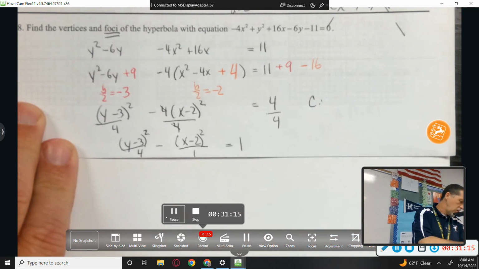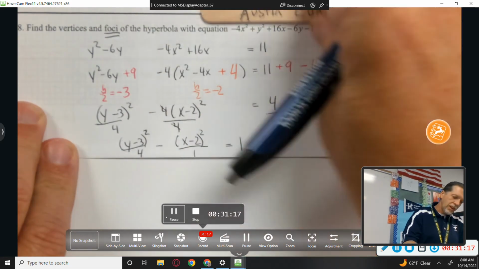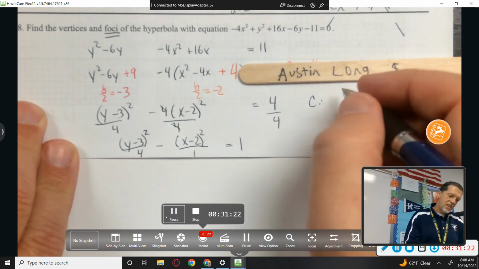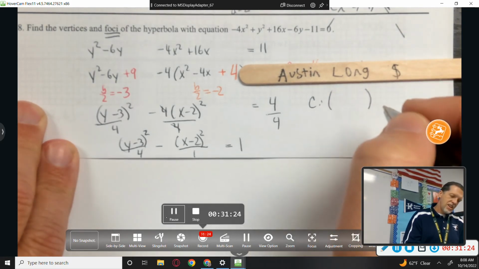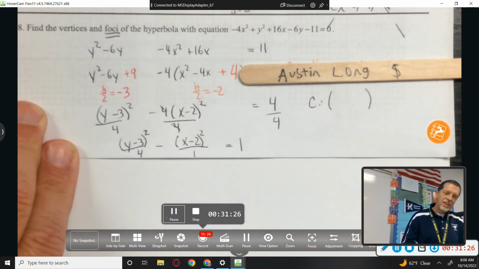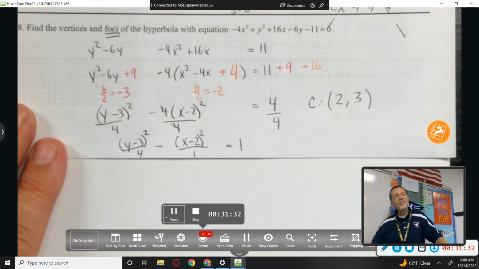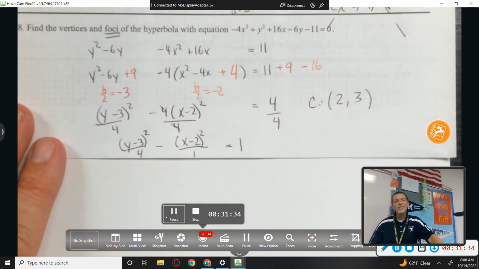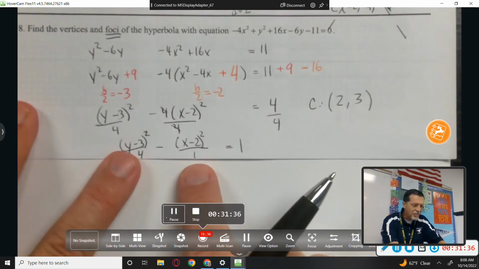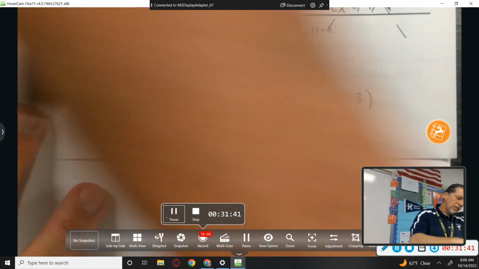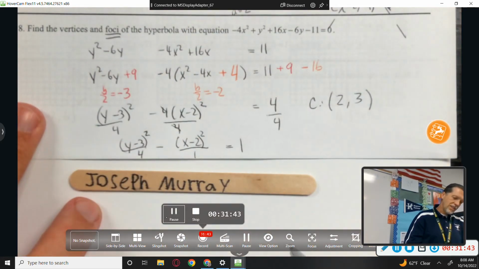Okay, now the hard work's done, but we still got to finish this problem out here. Austin, what's the center? Good. Especially vulnerable on ones like this where we've done a whole lot of work, our brain's a little tired, we think we're near the end. Pay attention to whose x and y. Joseph, is this up and down or left and right? Up and down.